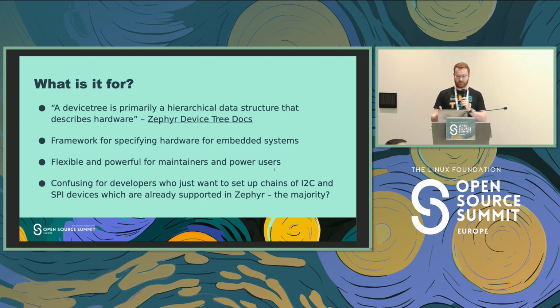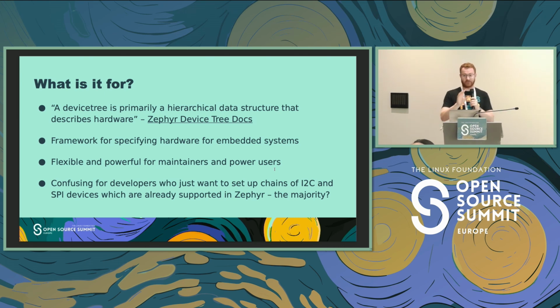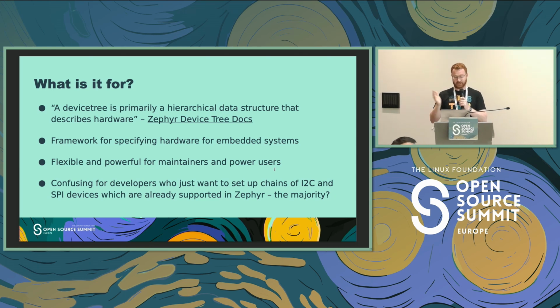It's quite flexible and powerful for people who understand it well, but I do think it's confusing for people who are new to the ecosystem or developers who just want to set up chains of I2C and SPI devices, which is all already supported in Zephyr. You just want to tell it which ones you have and where they're going. And again, I don't know if we have stats on this, but that's probably more people than are doing the maintenance and upstreaming of driver code. And ultimately, that's what's going to give us our actual applications at the end of the day. So could we make it easier for that use case?